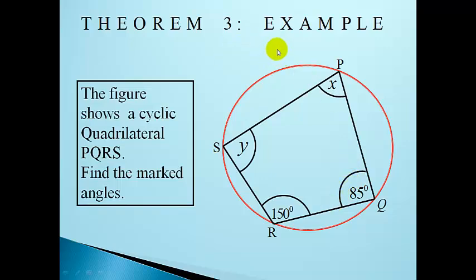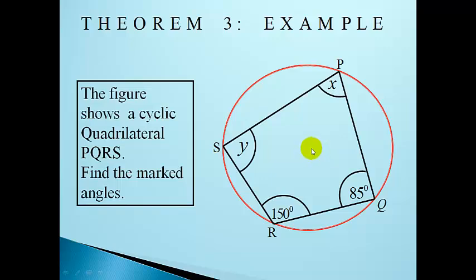Now let's look at this example on theorem 3. The figure shows a cyclic quadrilateral PQRS. This is a cyclic quadrilateral, that is a quadrilateral within a circle. Now find the marked angles.